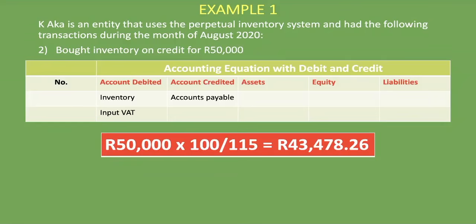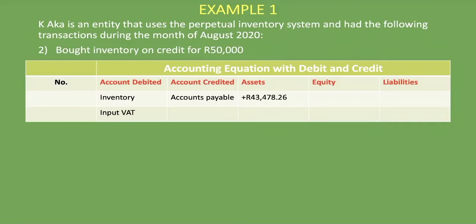And what is this? Is this a positive or a negative? Well, we know that inventory is an asset, and if an asset is coming in, we're going to put it as a positive under the assets section of the accounting equation. So we're going to put plus 43,478 rand 26 cents on the asset side.